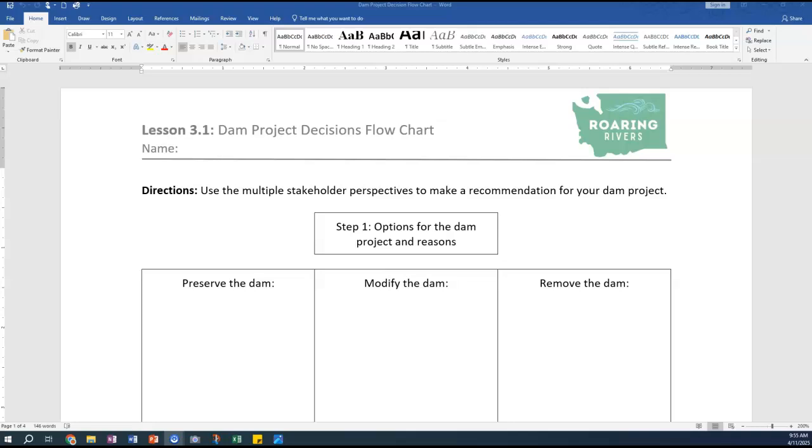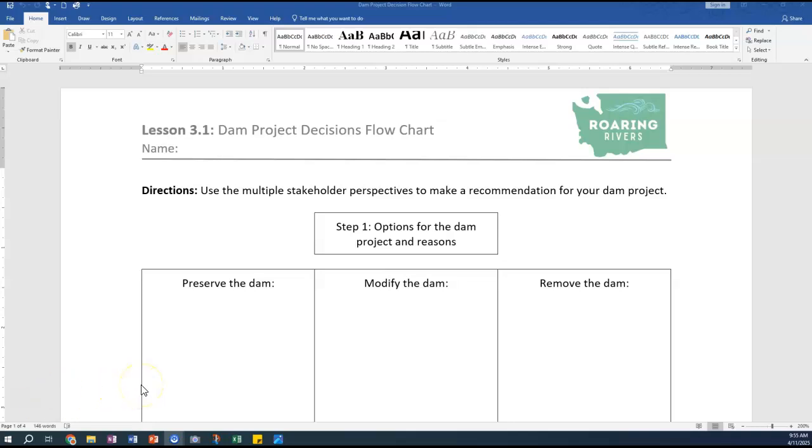All right, so welcome to our quick video about the dam project decisions flow chart. Basically what I'm going to do is review the directions and walk you through it and then make some recommendations for what I would do in terms of filling it in.